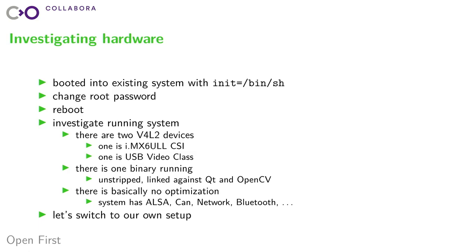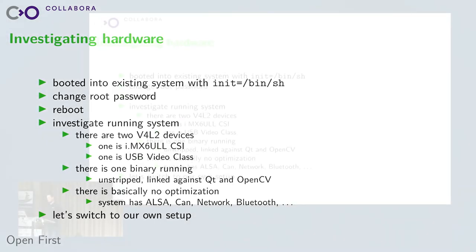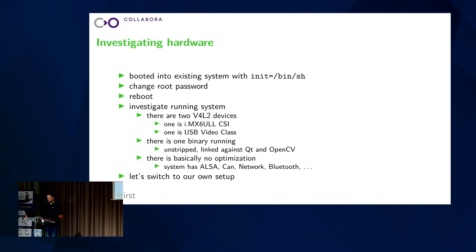And then I could have a look at how things are actually connected. I figured out, interesting, there's the normal camera serial interface, and then there's a USB video class with the second camera. And there's only one binary running that has not even been stripped. So it has all the nice debug symbols, which can be useful for reverse engineering if it's required. I also noticed there's absolutely no optimization: the kernel has ALSA enabled, networking enabled, Bluetooth enabled. All of this does not even exist in the hardware. So at that point, I was sure I can get it a lot faster.